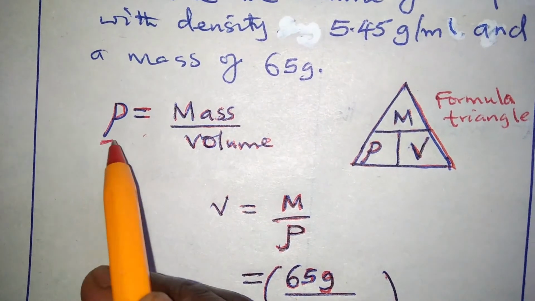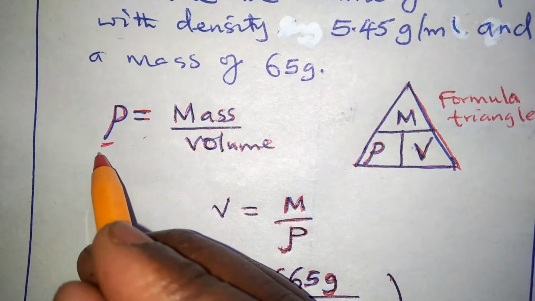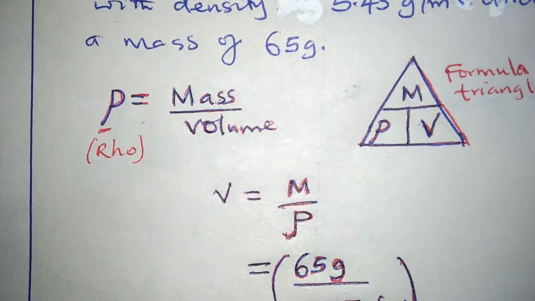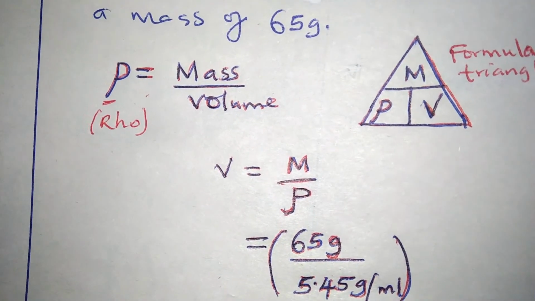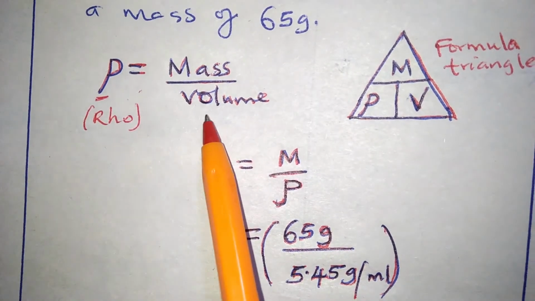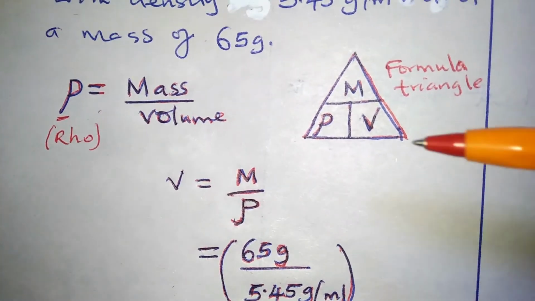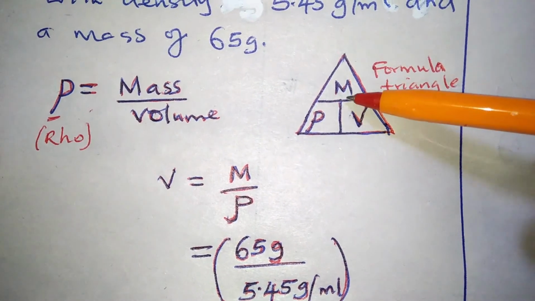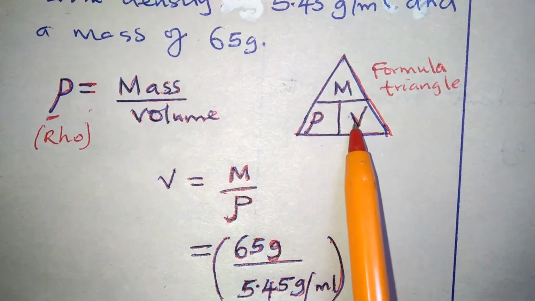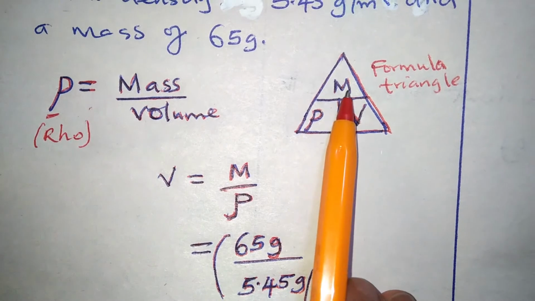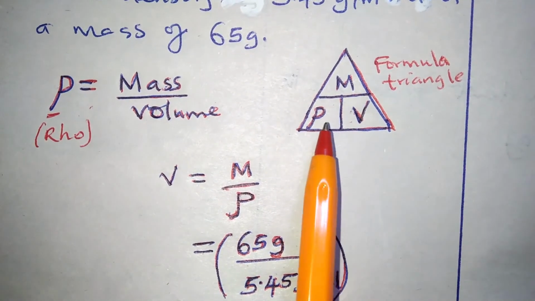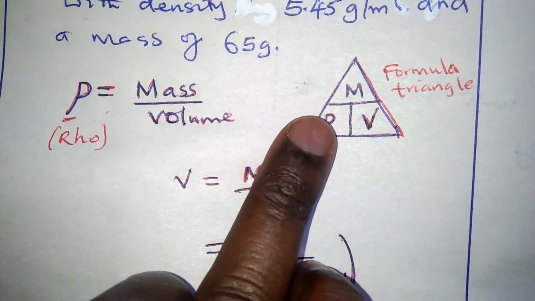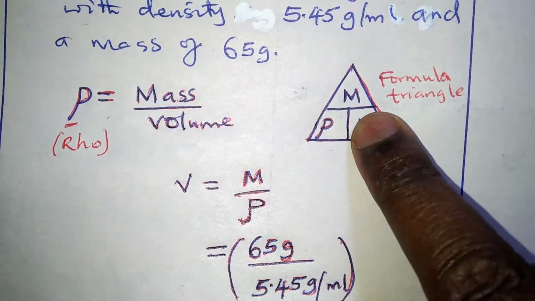You've seen me use this symbol. Maybe we need to mention that this is a Greek letter rho, which is the symbol commonly used for density at this level. So density is equal to mass over volume, and I've introduced something here, a triangle, that we call the formula triangle. Using the formula triangle, we have density here, volume here and mass at this point, and you use these lines to see that if I am looking for density, density is equal to mass over volume.